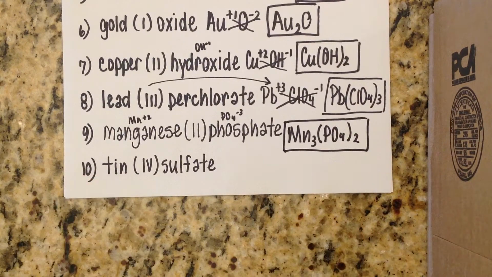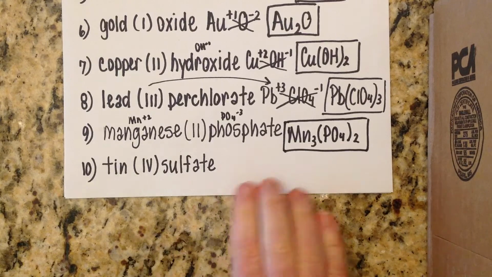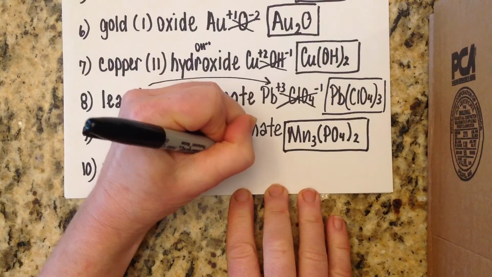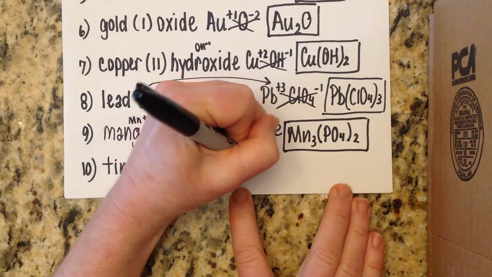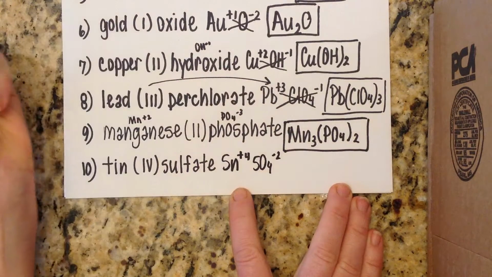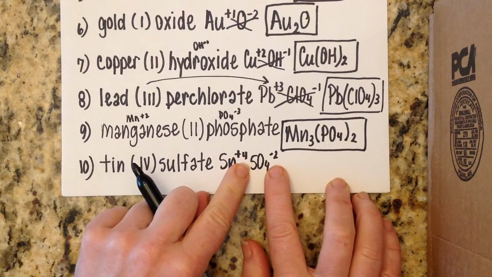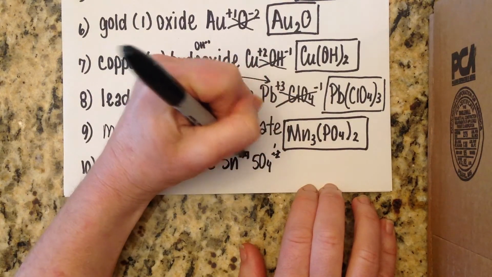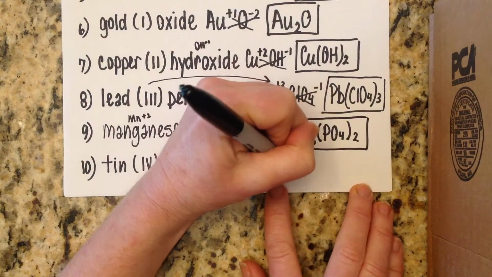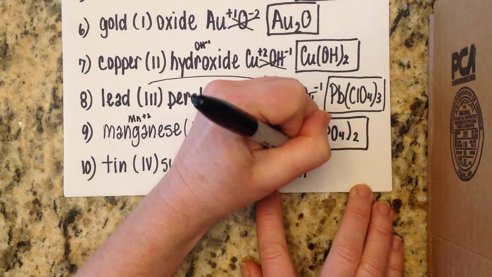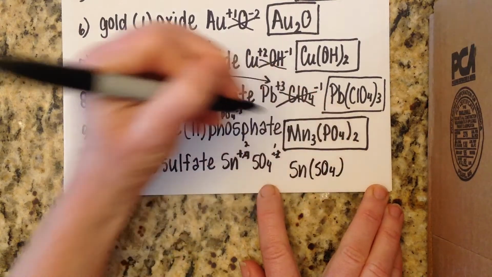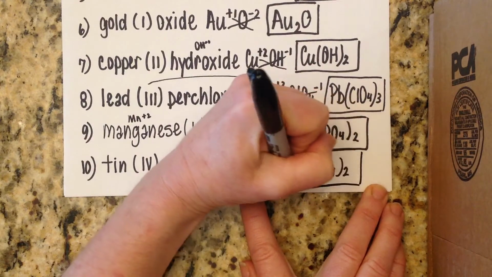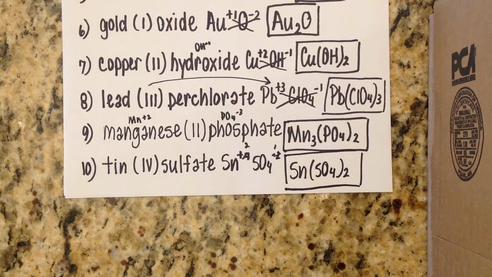And the last one, tin-4 sulfate. Tin is Sn +4. Sulfate is SO4 -2. This is where you've got to be careful. These can reduce before they are crisscrossed. So 1 and 2, Sn, SO4, and that 2 comes down here, and you're done. Lots of great information there.